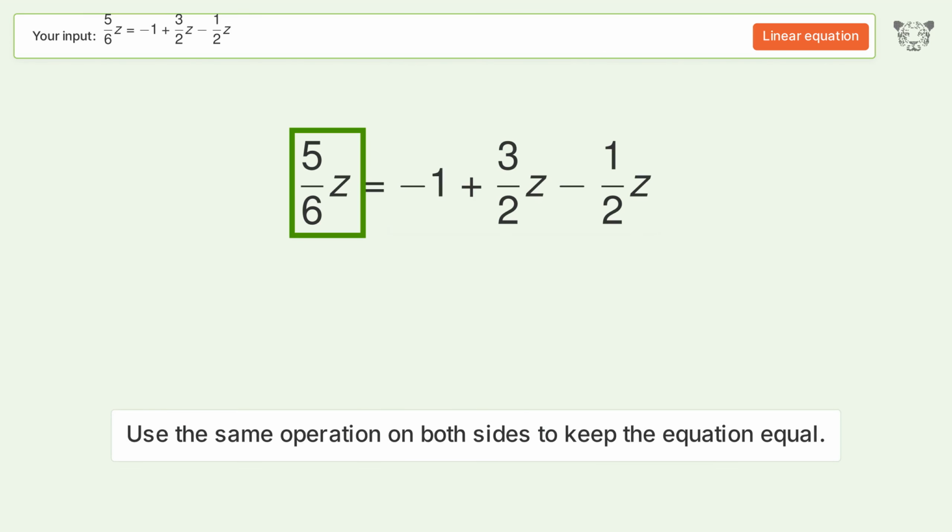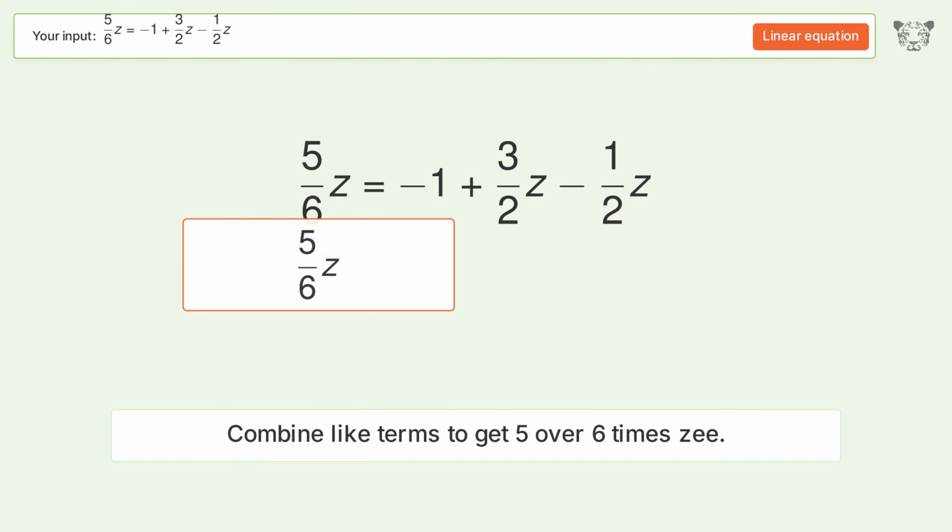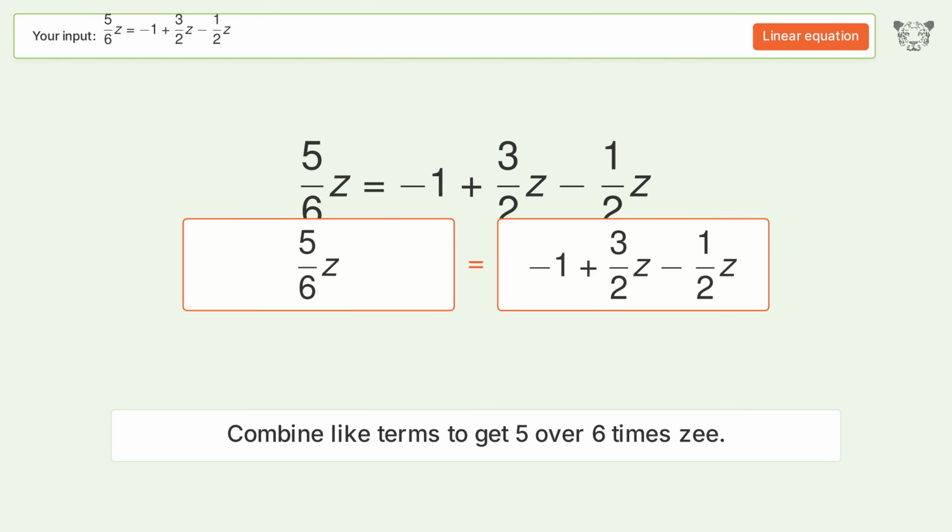First, combine like terms within each side. This simplifies each expression without changing its value. Combine like terms within each side. The variable coefficients on the left combine to give 5 over 6 times z.